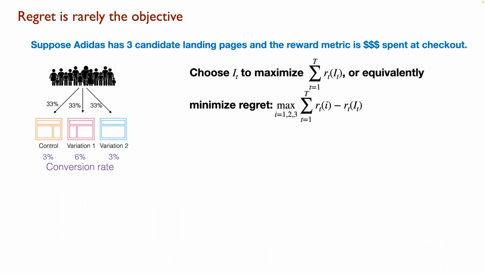And so the final lesson, or final rule of mine, is regret is rarely the objective. Okay. So suppose that Adidas has 3 landing pages that it could be showing. And the reward signal, like what are they measuring, conversion rate, or what are they trying to maximize? We're trying to figure out which variation leads to the biggest reward. It's probably money spent at checkout.